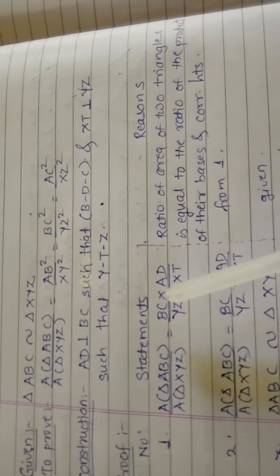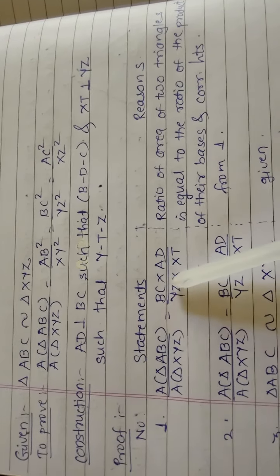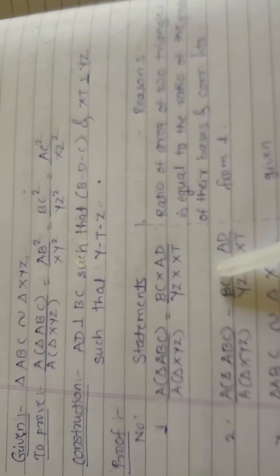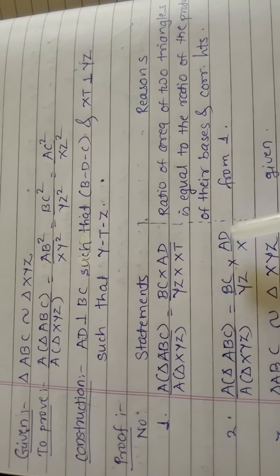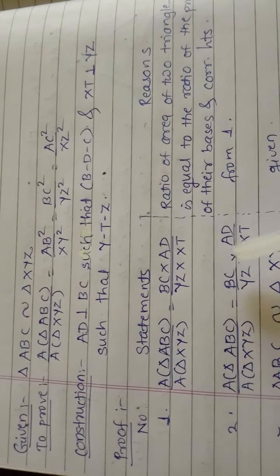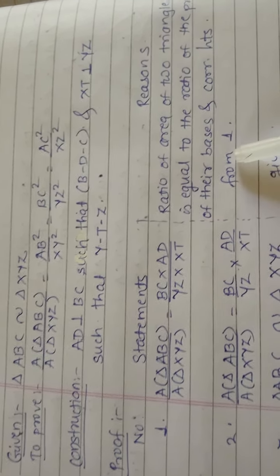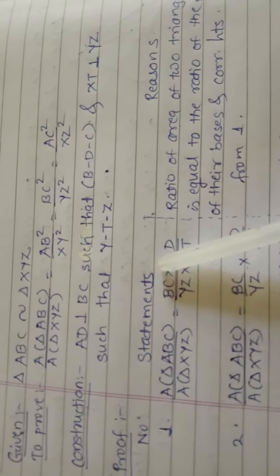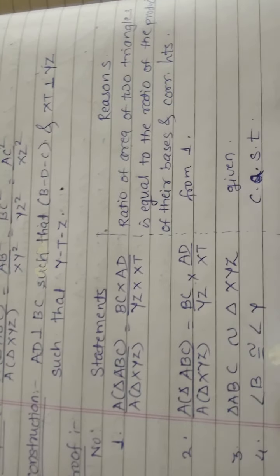Now we are going to separate this. We are going to separate these ratios. So we write BC upon YZ into AD upon XT; we separate this term from this one. So both statements are the same, we just separate these two terms. So the reason for this one is from statement 1, the statement is almost the same.